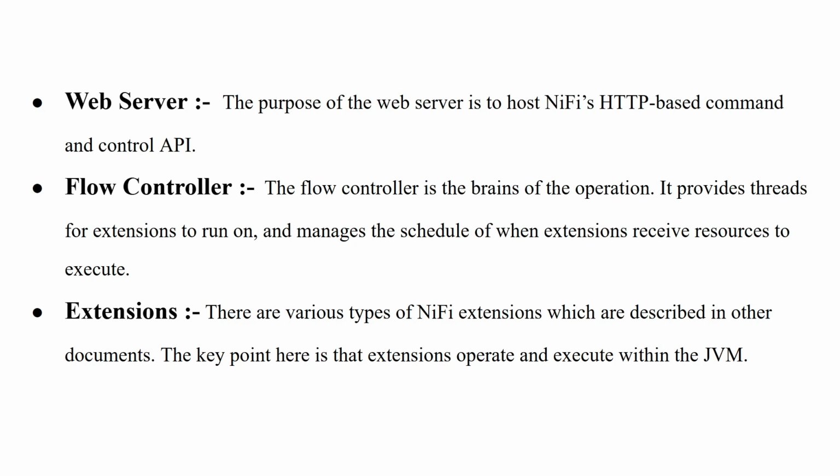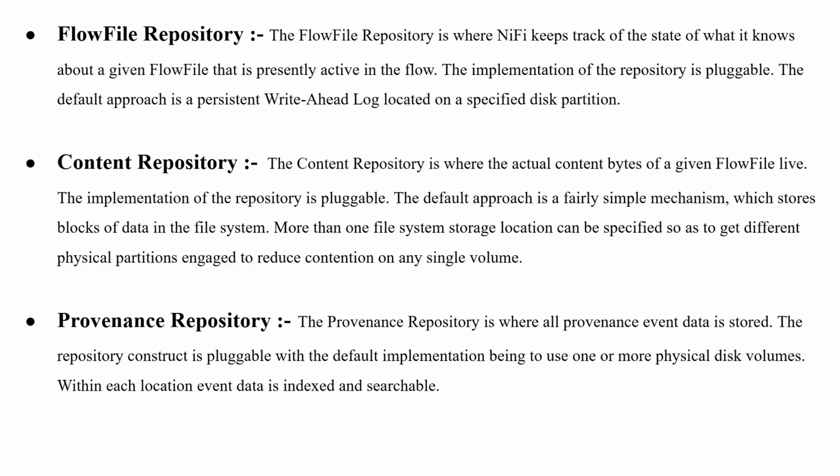Extensions. There are various types of extensions, which are described in another document. The key point here is that extensions operate and execute within the JVM. So FlowFile repo. The FlowFile repo is where NiFi keeps track of the state of what it knows about a given FlowFile that is presently active in the flow. The implementation of the repository is pluggable. The default approach is a persistent write ahead log located on a specific disk partition. So we are going to see where it's stored in a later part of this video.